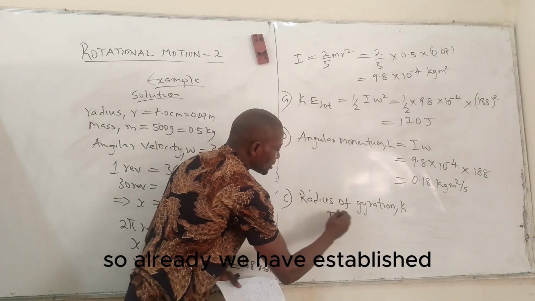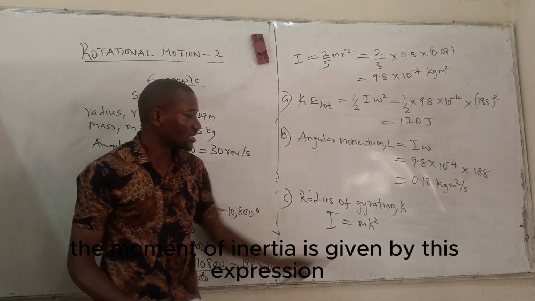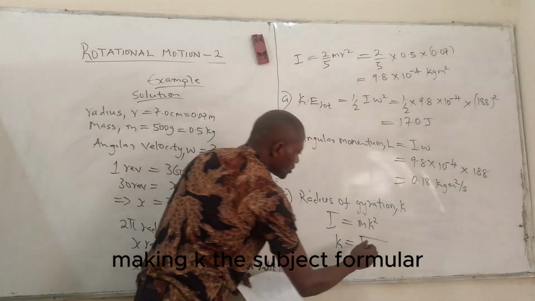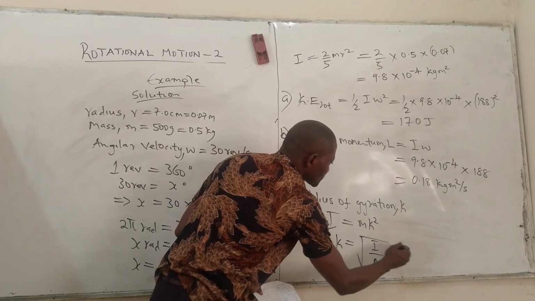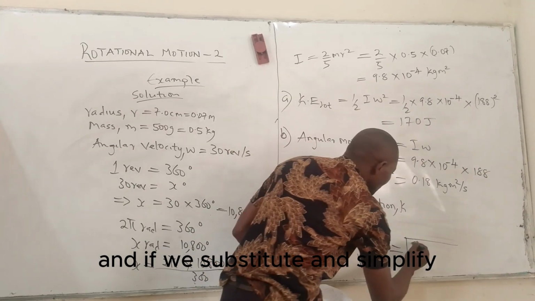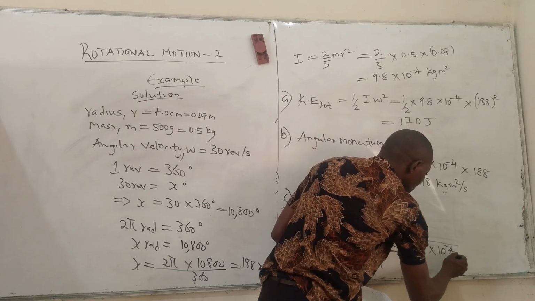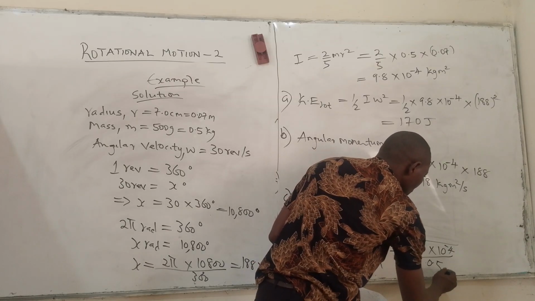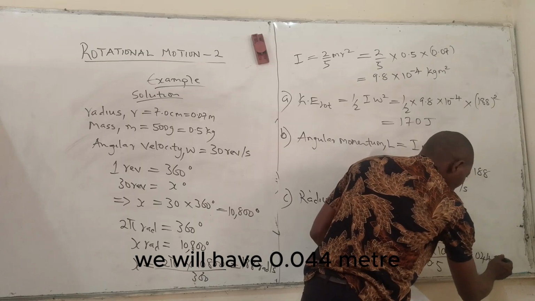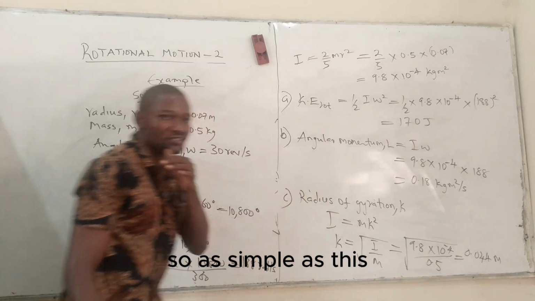So already we have established the moment of inertia is given by this expression. From here, making K the subject formula, we will have this. And if we substitute and simplify, we will have 0.044 meter. So it's as simple as this.